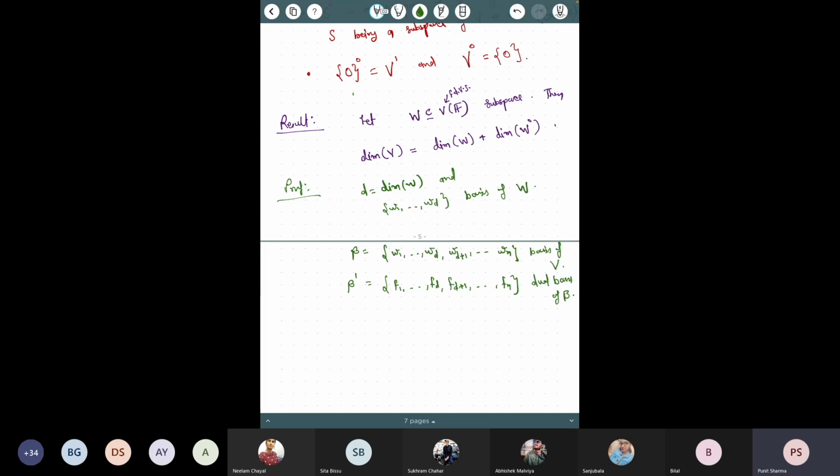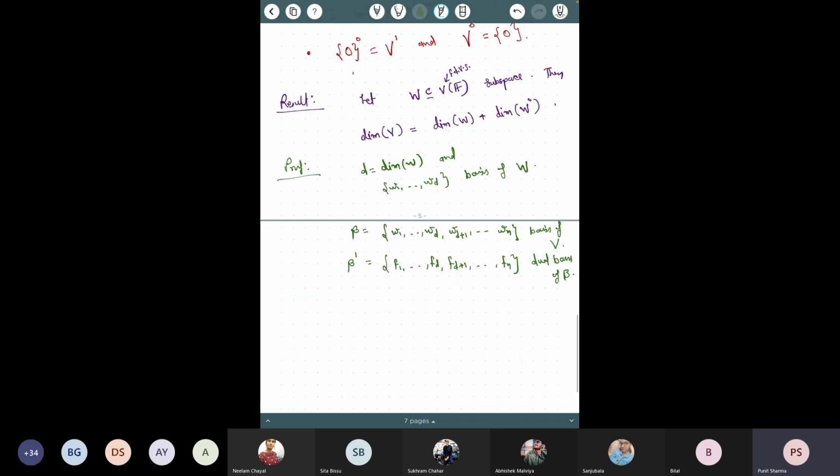So you were given a subspace W. What you did, you took a basis of this, and you can always extend this basis to a basis of V, which you did. Now you know that there is a dual basis, so that is also fine. Now you have to show that the dimension of W plus the dimension of W naught is equal to N. You have assumed that the dimension of V is N and the dimension of W is D. So what you have to show from here is that the dimension of W naught is equal to N minus D.